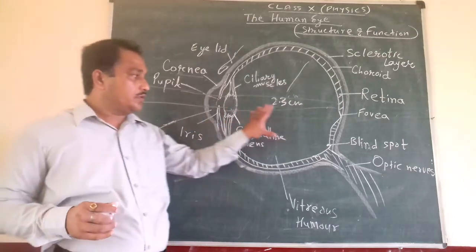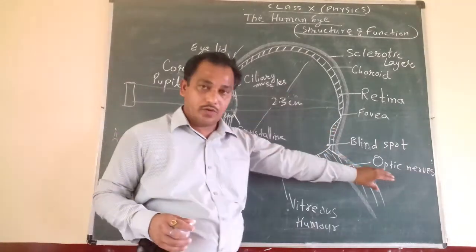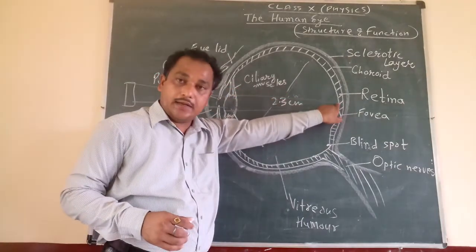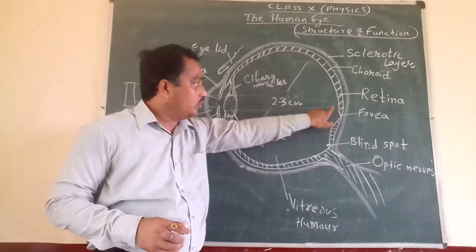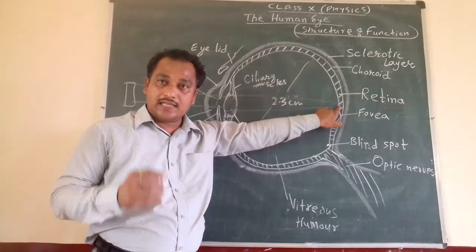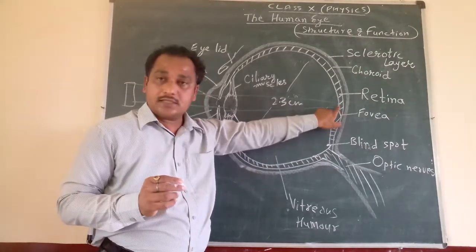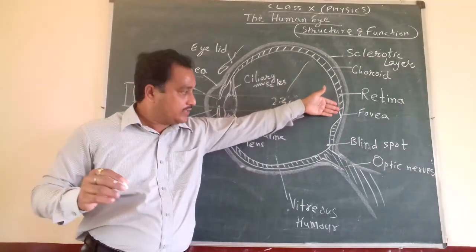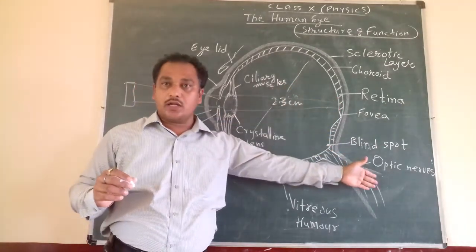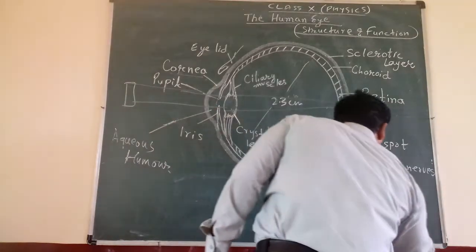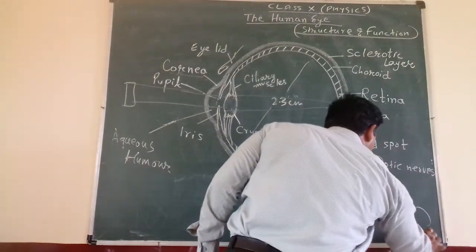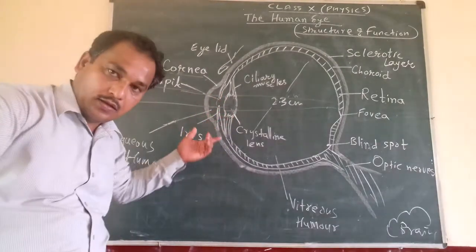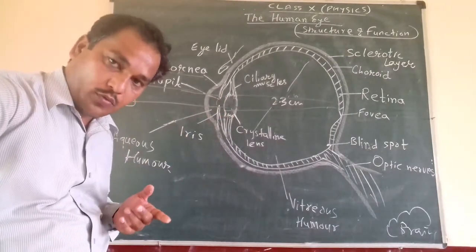So this is the structure, and here is the optic nerve. When the light passes through the lens onto the retina, numerous light sensitive cells get activated. They generate electrical signals and pass them through the optic nerve to our brain, and we perceive the object as it is. So revise it, draw the diagram. Hope it is clear to you.